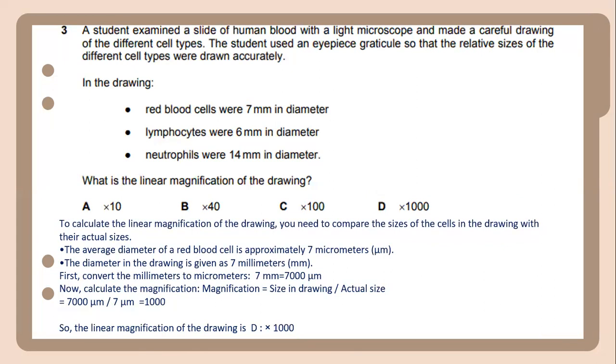First, what you need to do is convert the millimeters to micrometers. 7 mm is equivalent to 7,000 micrometers. And now, to calculate the magnification, you have to use the formula, which is size in drawing divided by the actual size. With 7,000 micrometers divided by 7 micrometers, you get the value of 1,000. So the answer will be X, or multiply 1,000.